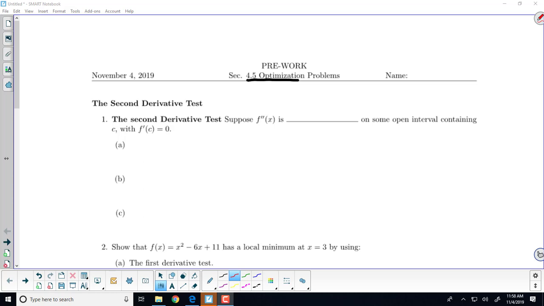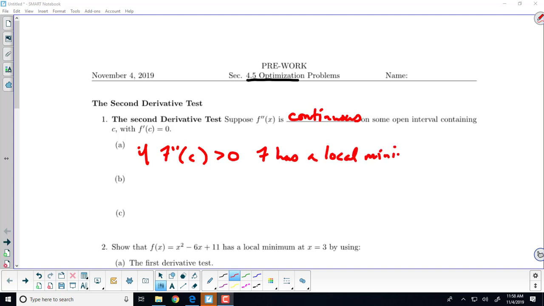So the second derivative test, as opposed to the first derivative test, which we did earlier, says that if f double prime is continuous on some interval containing c, with f prime of c equal to 0, then if f double prime of c is greater than 0, f has a local minimum at x equals c.